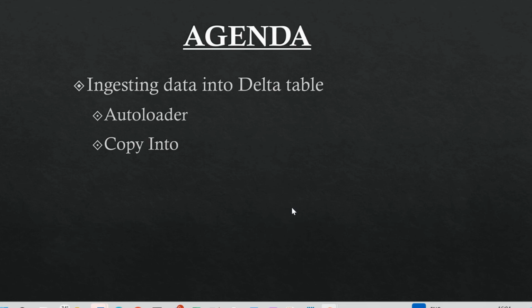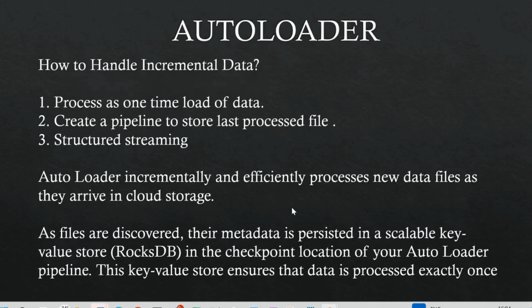So let's first see what exactly Auto Loader is and how we can incrementally load the data into the Delta table using it. Before jumping into Auto Loader, we also need to understand what incremental data is. Incremental data is any data that arrives on a very frequent basis. That frequency could be hourly, daily, or weekly.